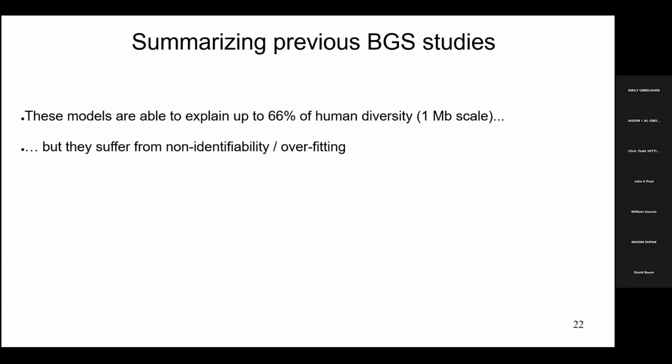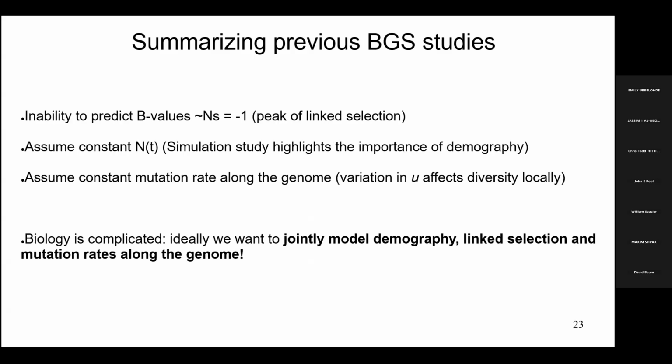So to summarize previous background selection studies, they're able to explain up to 66% of human diversity at 1 megabase scale, so they enjoy some success. But they suffer from this non-identifiability and possibly overfitting, because they're trying to learn a lot of different evolutionary processes based on the B-value curve alone. So they are unable to predict B-values around Ns of -1, which coincides with the peak of linked selection. They assume a constant population size across time, this N of t. And there is a recent simulation study that highlights the importance of demography in making B-value predictions. And they assume a constant mutation rate along the genome as well.